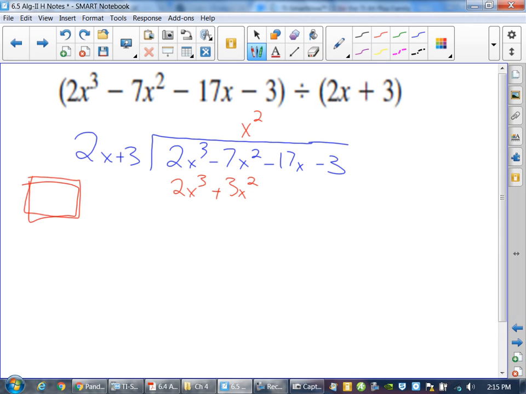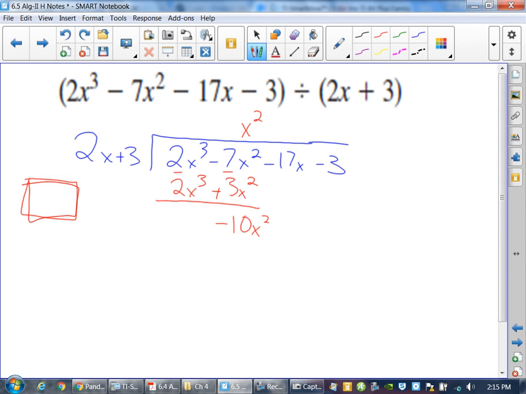Move this out of the way. Just like with long division before, what did we do? We subtracted. We're having two subtraction problems. 2x cubed minus 2x cubed is 0. Negative 7 minus 3 is negative 10x squared. I'm subtracting each part. Just like you did with regular old long division, you subtracted each time down. I'm doing the same thing, but now with a polynomial instead.